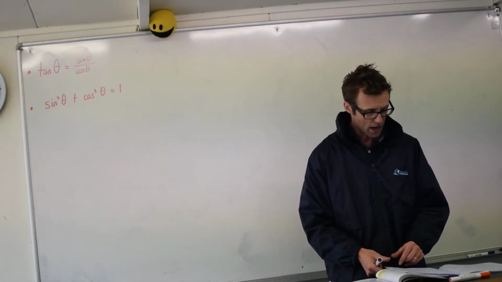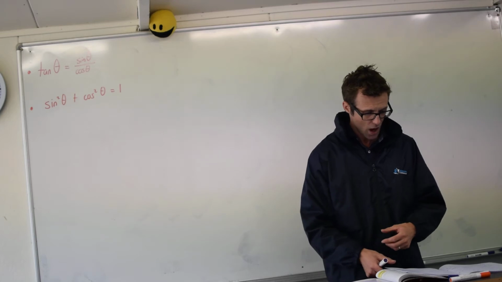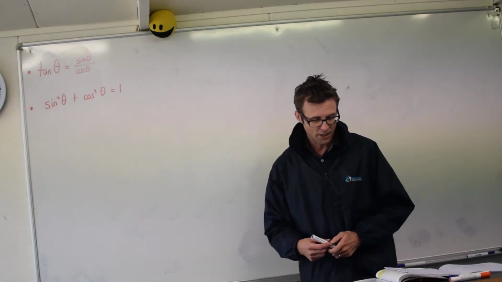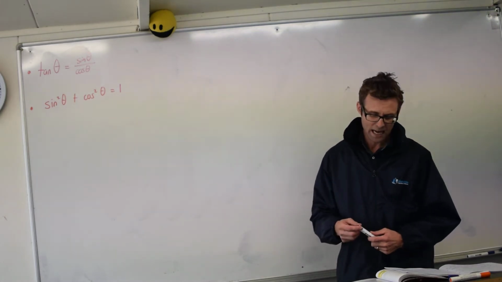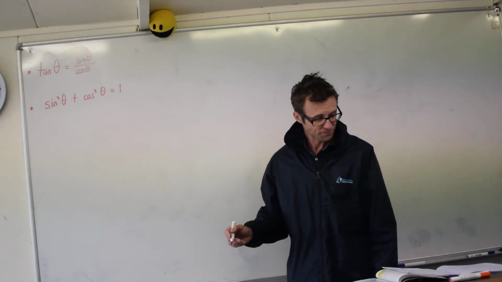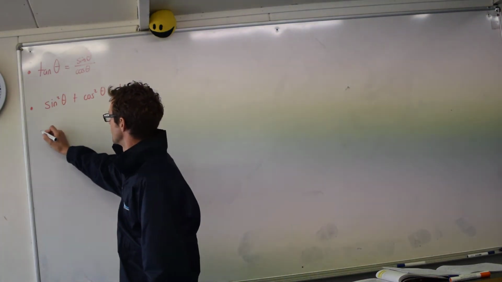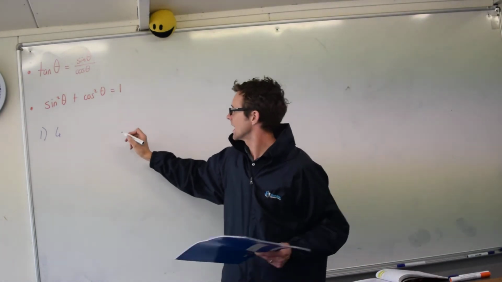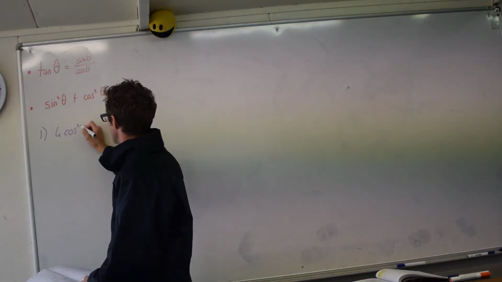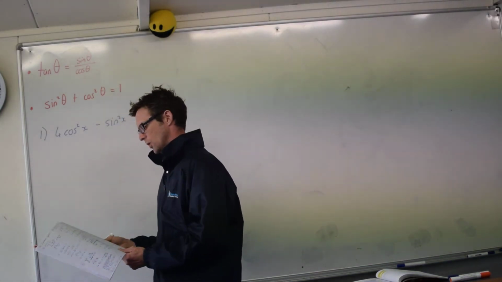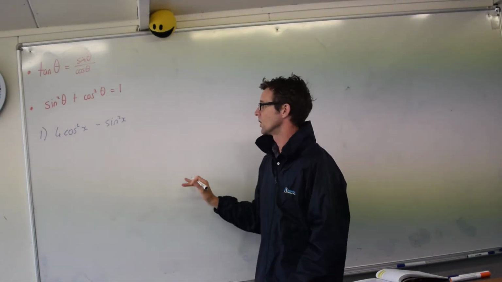Okay, so I've decided to do a few. I think we'll start off with something like number 1. We are trying to express 4 cosine squared x minus sine squared x in terms of cosine x. So here's question 1: 4 cosine squared x minus sine squared x, and we're trying to express this in terms of cosine.